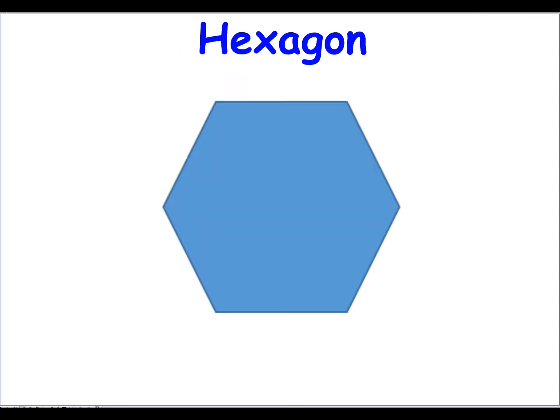Our next shape is a hexagon. This has 6 sides, and if it's a regular hexagon, all 6 sides will be the same length, and all of the angles will be the same, and they add up to 720 degrees.